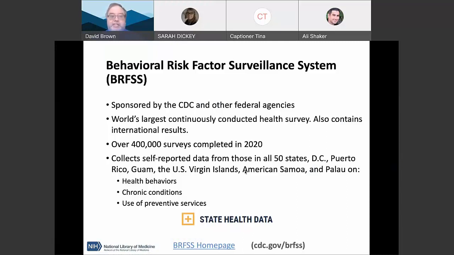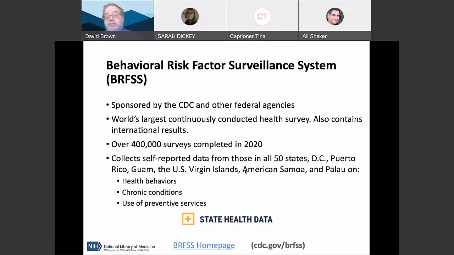As I said, we have some national statistics. The first one is the BRFSS or YRBSS. It's the Behavioral Risk Factor Surveillance System. There's also a youth one that looks at children. It's sponsored by the CDC and other federal agencies. It's the world's largest continuously conducted health survey. It contains international results as well. Again, not completely, but it's mostly focused on the US. There were over 400,000 surveys completed in 2020.